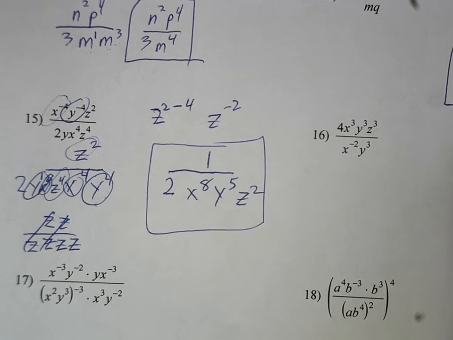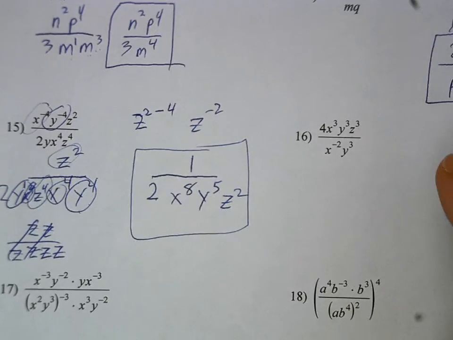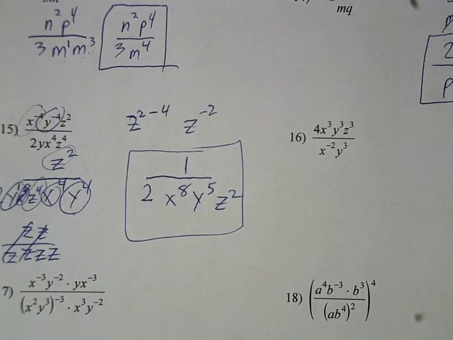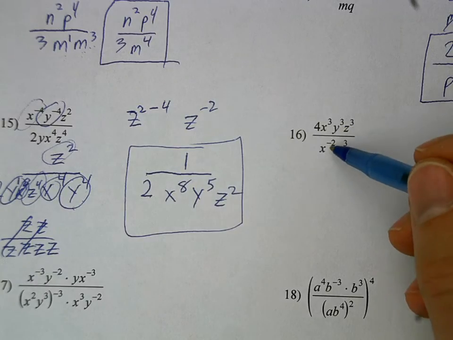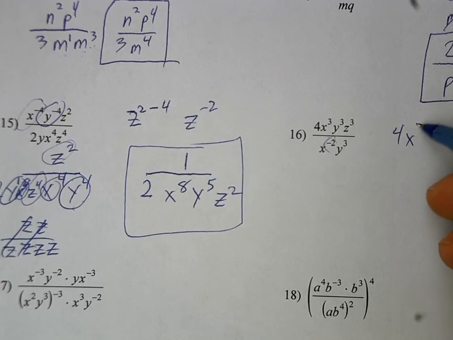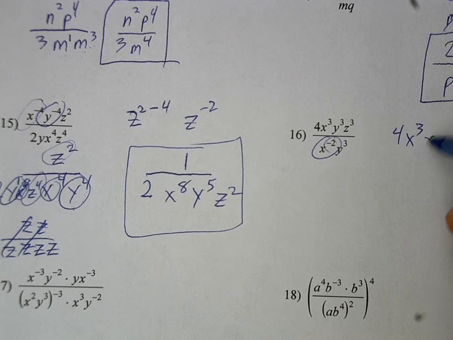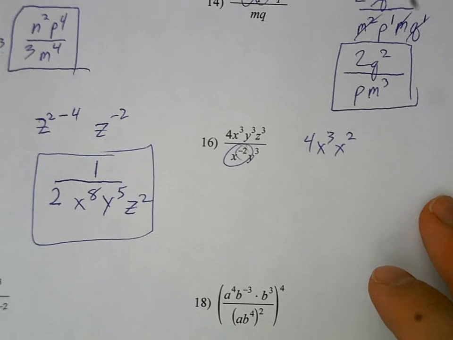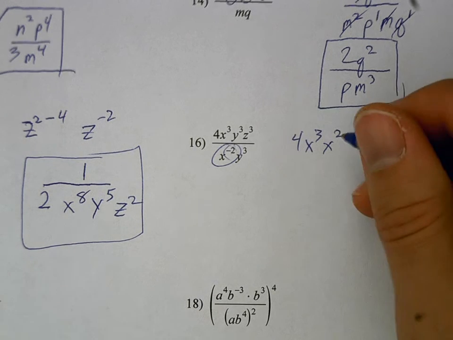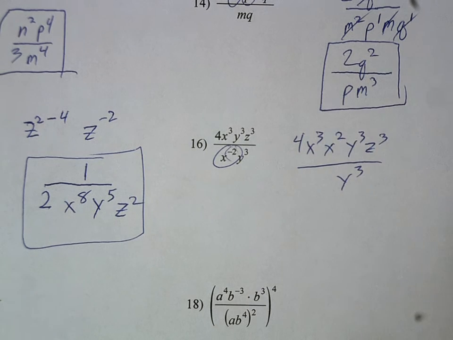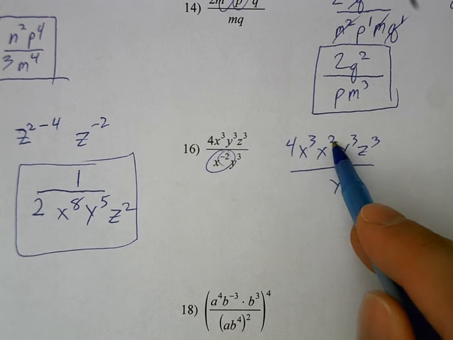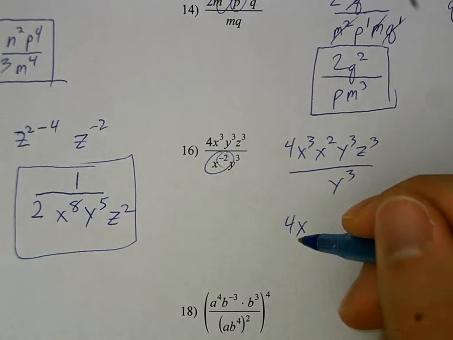All right, number 16. Same idea. So number 16, let's do this one real fast. X's, move the x's up to the top. 4x cubed times the x squared that was already on the bottom, but we made it positive to move it up. Then we leave the y cubed, z cubed, all over y cubed. X's, 3 and 2 makes how many there?